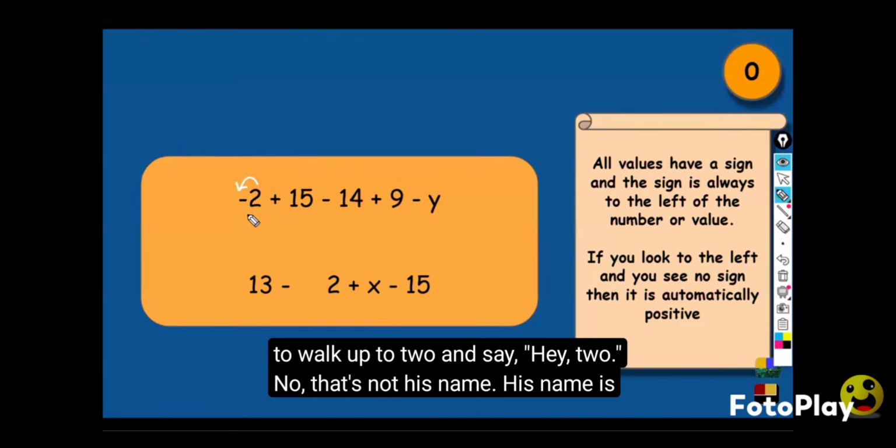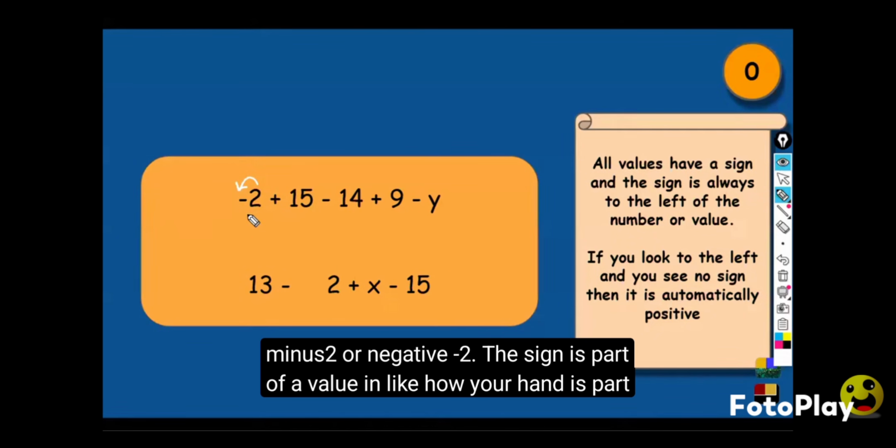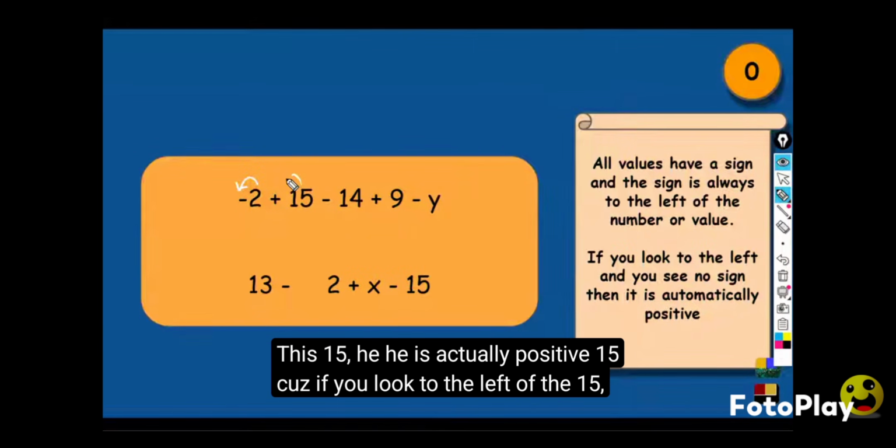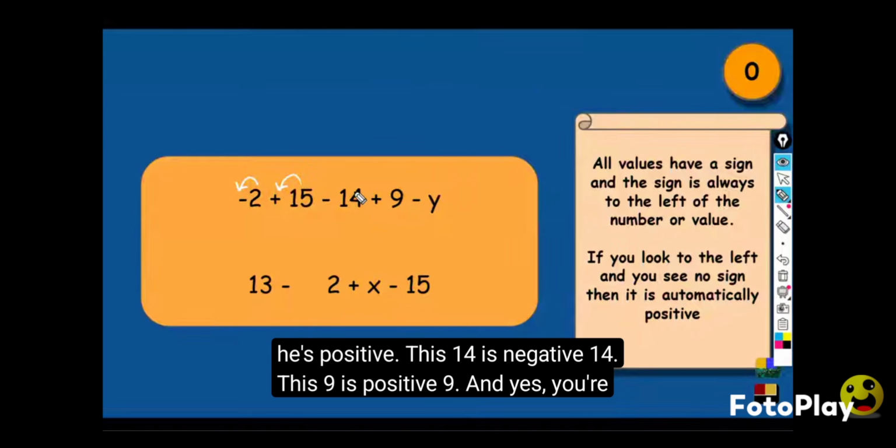It's not okay to walk up to 2 and say, hey, 2. No, that's not his name. His name is -2. The sign is part of a value, like how your hand is part of your body. You don't ever want to separate your hand from your body. This 15 is actually positive 15, because if you look to the left of the 15, it's positive. This 14 is -14. This 9 is positive 9.